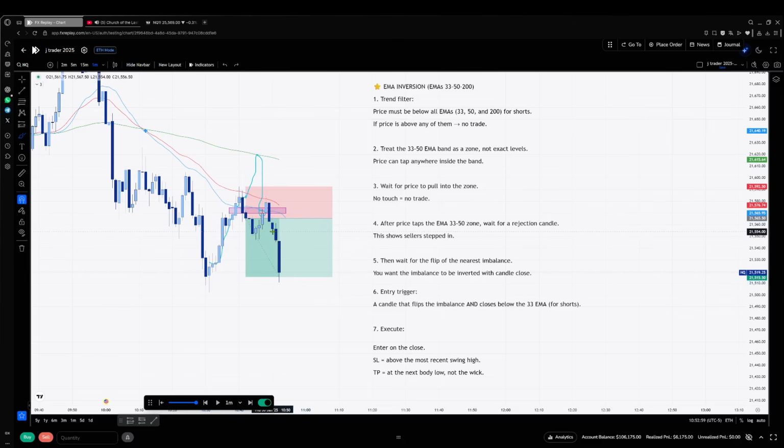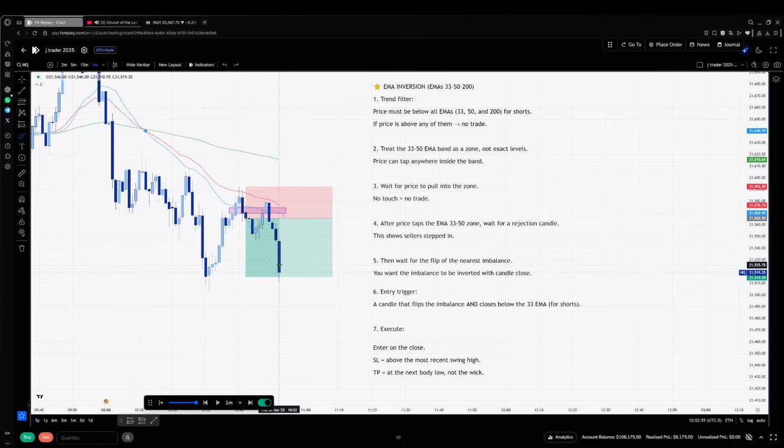So the best setups for me are when the 3350 zone is respected, but then the 200 gives another good probability, because the 200 is like a magnet, especially in the lower time frame, and you will see reactions here as well. But sometimes when it starts closing above here and it touches the 200, the short bias is not the same. For me to be like A+, we need to be below all EMAs.